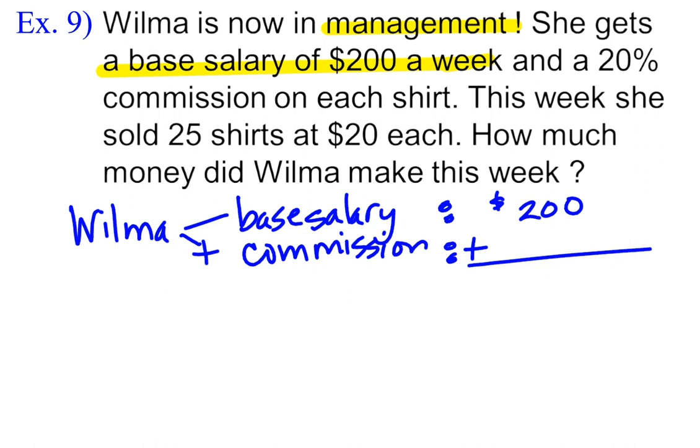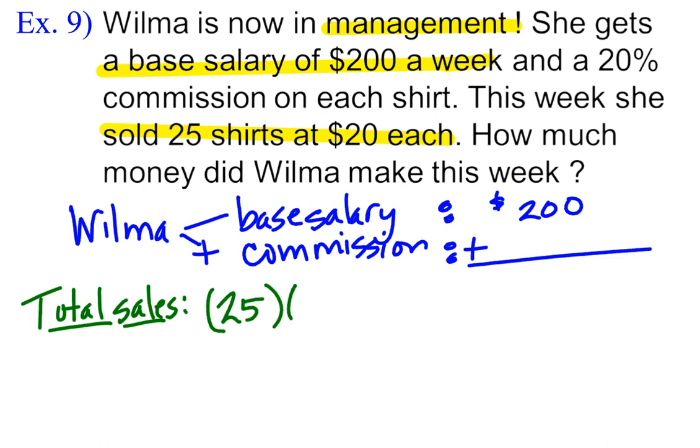So let's see what she sold. She sold 25 shirts at $20 each. So what we're going to do is figure out what her total sales were, just like we did earlier. She gets a little bit more commission because she doesn't actually sell as much anymore because she's so busy doing paperwork. That's what you do in management. So 25 shirts times $20, right? And we come to find out that her total sales are $500. Now, is this the amount that we put in here? No, it's not. We don't put 500 there because that's the sales. That's not her commission. We are looking for her commission. The commission is what we're trying to find.